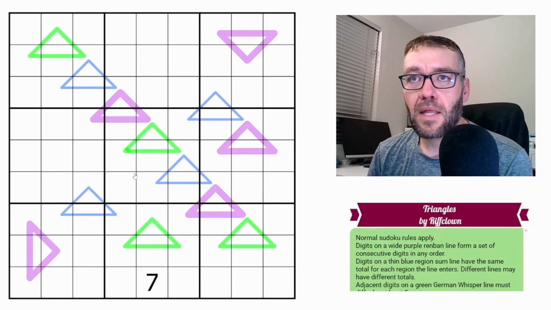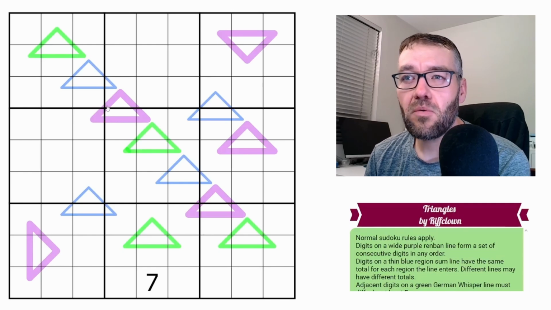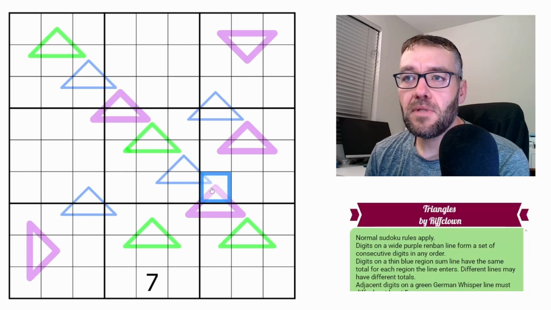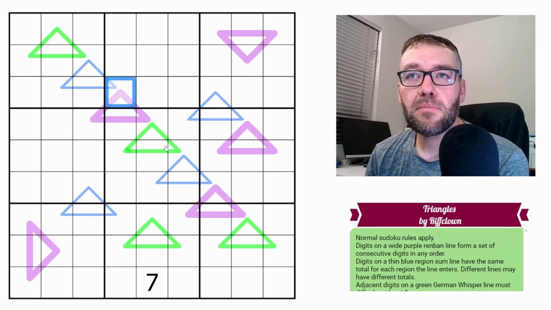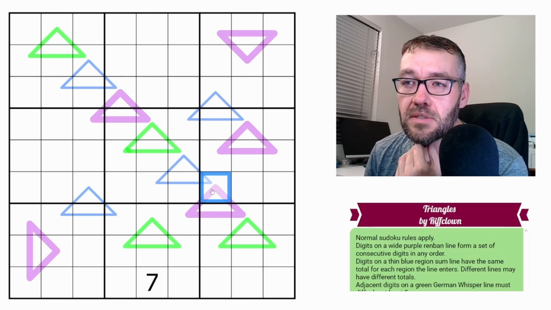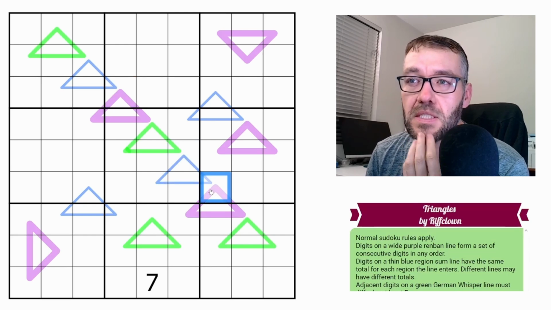Okay. I think maybe let's start with the region sum lines, the blue lines. These two lines, this number and this number, have to be at least 6 because the lowest these can be is 1, 2, 3, which is equal to 6. So these have to be at least 6 through 9. Not sure how much that helps us immediately.